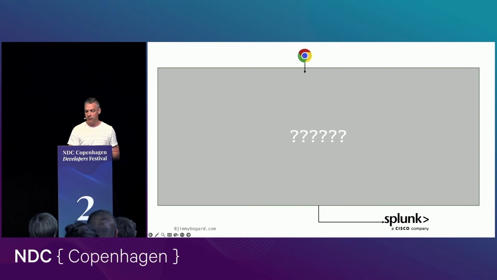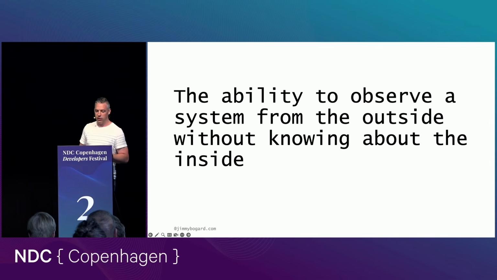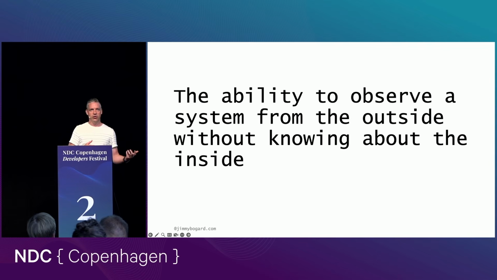And so that's what observability is. Observability is simply the ability to observe a system from the outside without having all the details about the inside. So we can see what's going on inside of the system without necessarily having access to the individual running systems and being able to just log into servers and things like that. So this allows us to answer the question of what the heck is going on with our system.